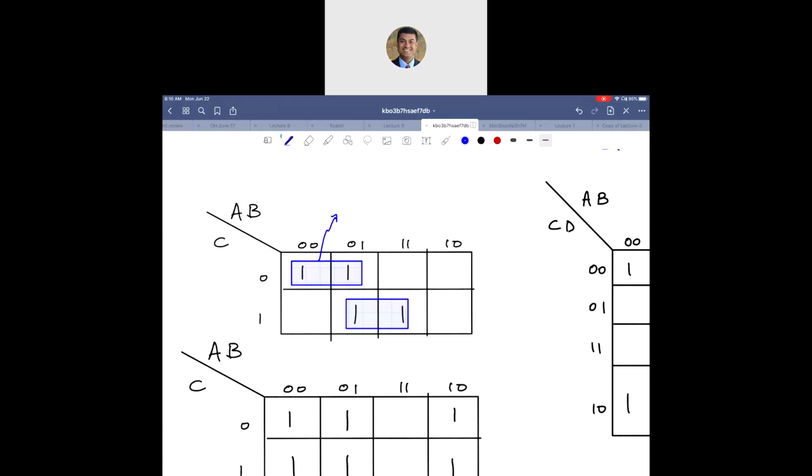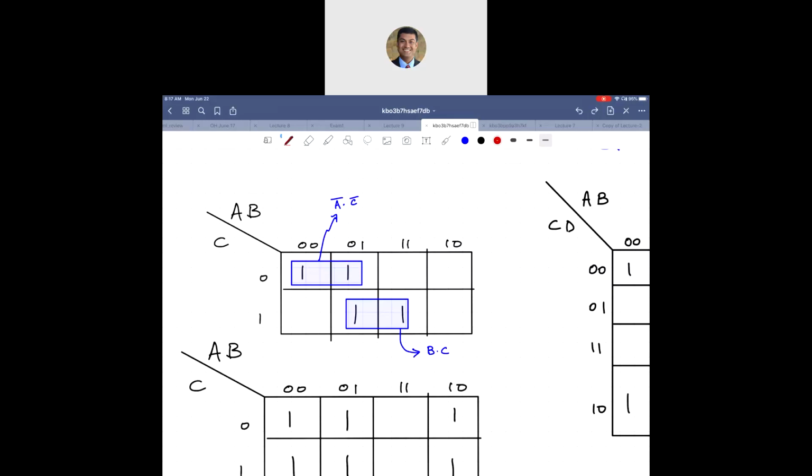This would be what? A complement and C complement. And for this guy, you might get BC. Those are the two. But because we said prime implicants are all possible groups, then I have one more that I could include in this conversation, which is right here.